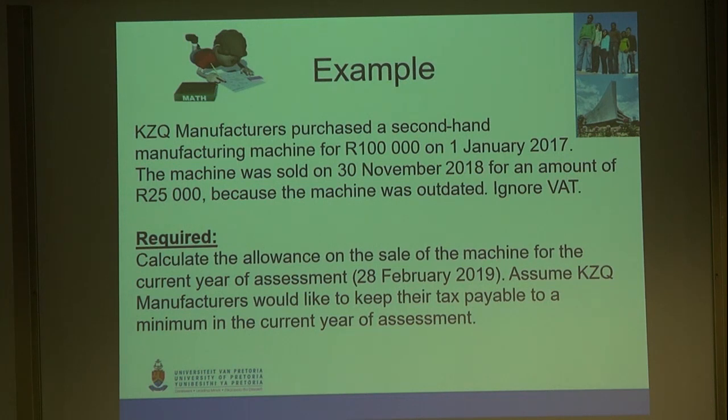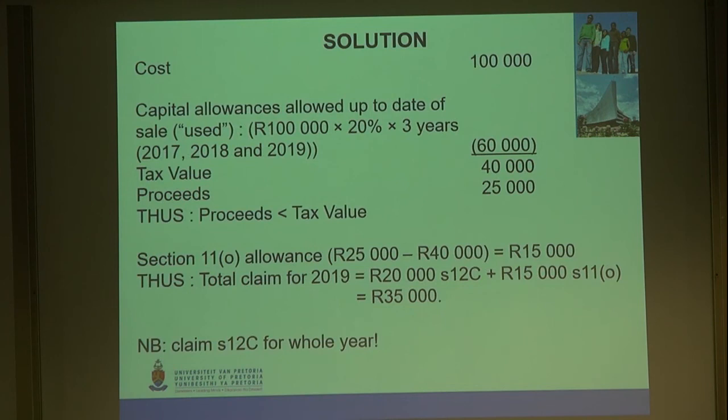There's a reason we're selling it for so little. The machine has become outdated. There's new technology. No one really wants this machine anymore, and now we are selling it. Okay, now we're going to calculate if there is a recoupment or a scrapping allowance on this asset. First thing we're going to do is work out the tax value.